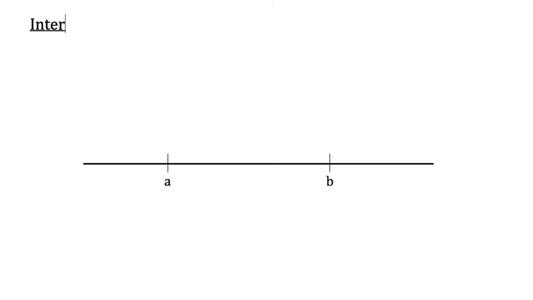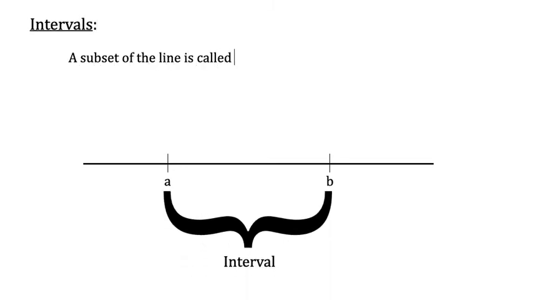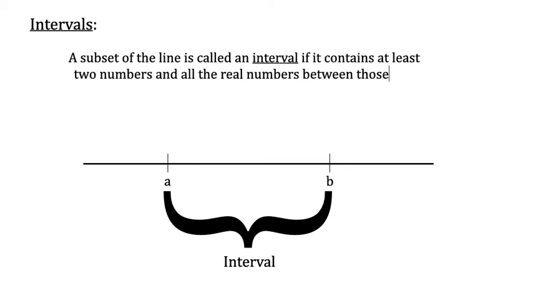This leads us into talking about intervals. A subset of the line is called an interval if it contains at least two numbers and all the real numbers between those two numbers. One such group of intervals are the enclosed intervals. There are 4 different kinds of enclosed intervals.